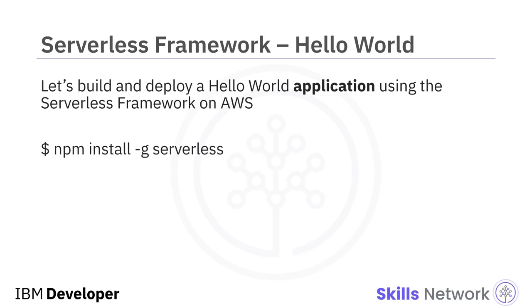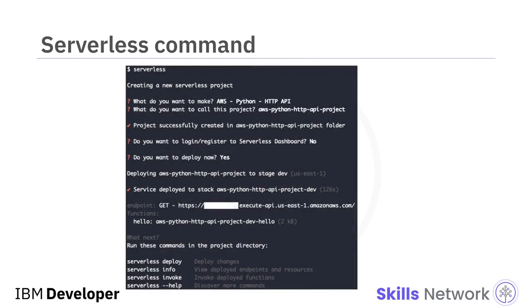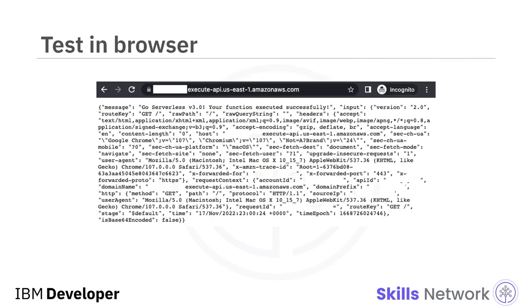First, you need the serverless CLI, which you can install using npm globally, then run the serverless command to create your first AWS HTTP API using Python. The command will take you through a wizard and once deployed will provide you with a URL. If you open it in the browser, you will see an outcome as shown.